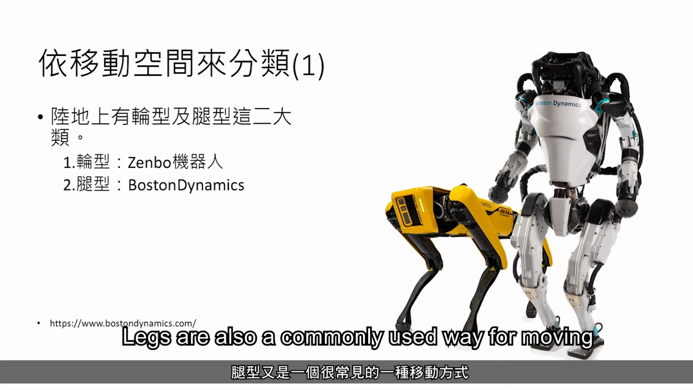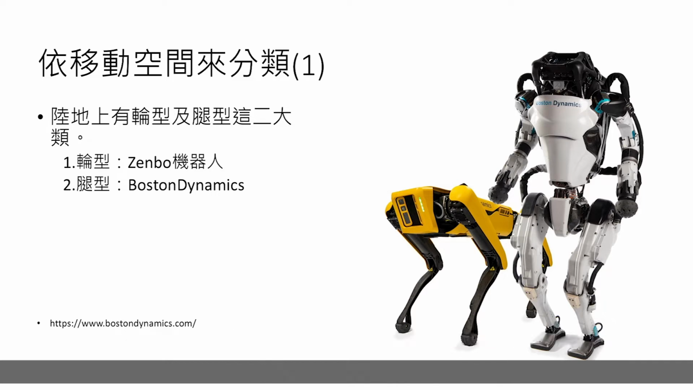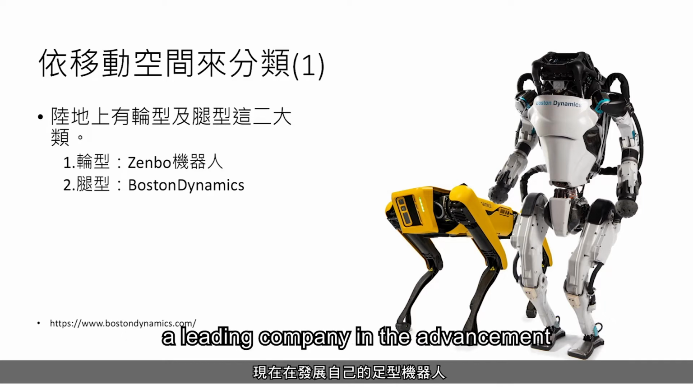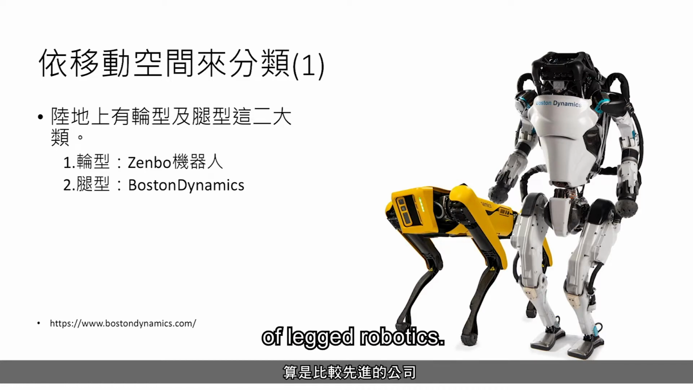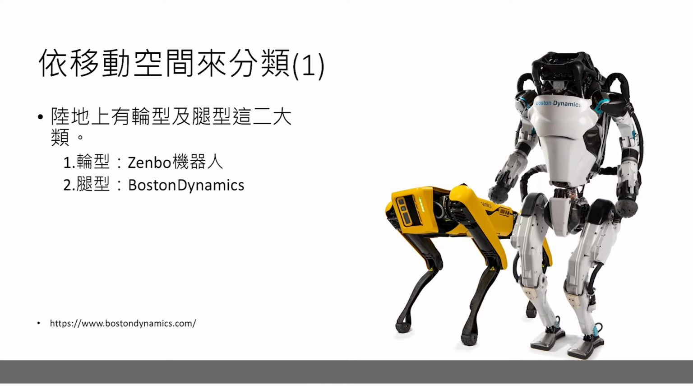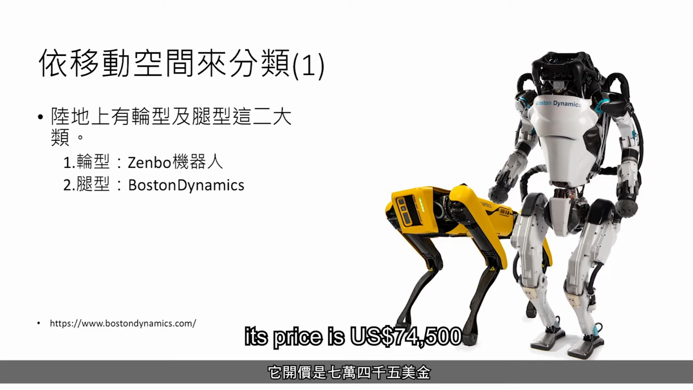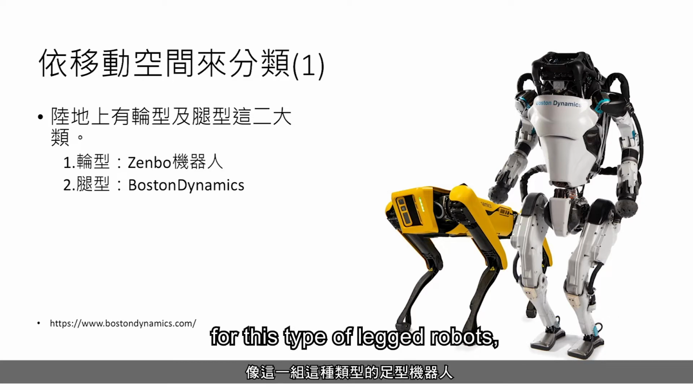Legs are also a commonly used way for moving. We can reference the Boston Dynamics company. It can be considered to be a leading company in the advancement of legged robotics. For example, this Spot robot has recently been available for purchase. Its price is $74,500 for this type of legged robots.